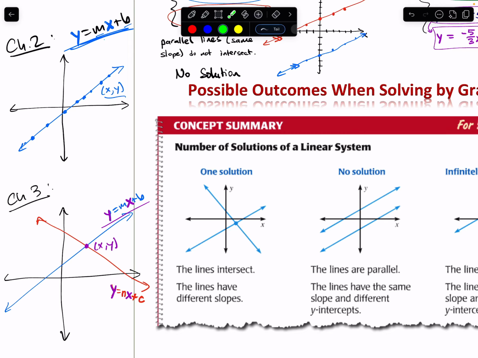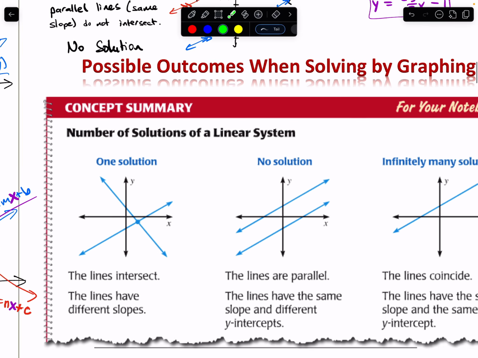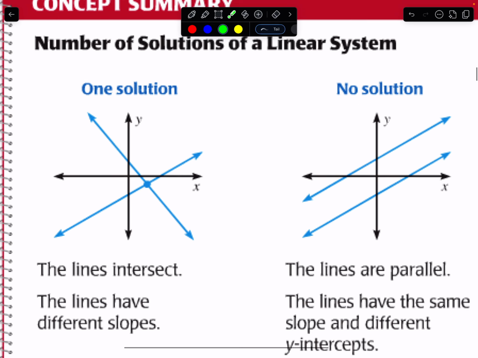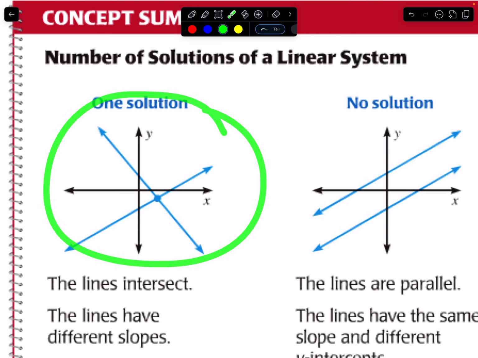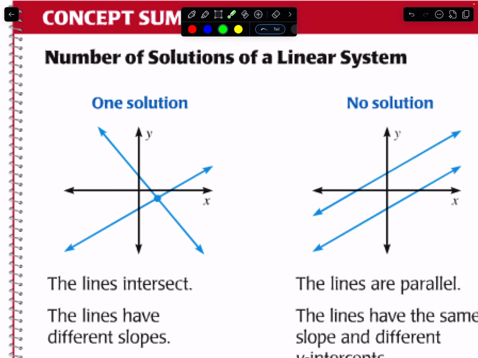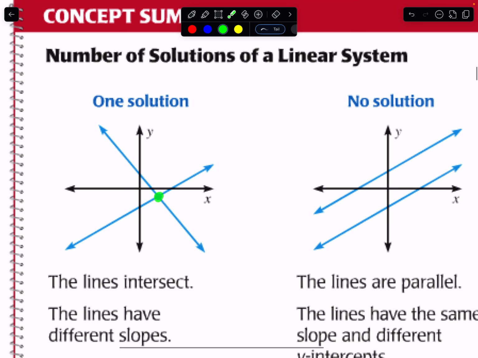Okay, so if you did set your pencil down, go ahead and pick it back up. Now we can keep taking our notes. This picture looks just like what I drew in the margin there. That point of intersection, there's only one point of intersection, and that's our solution. The lines that intersect, they have different slopes. We have one solution.